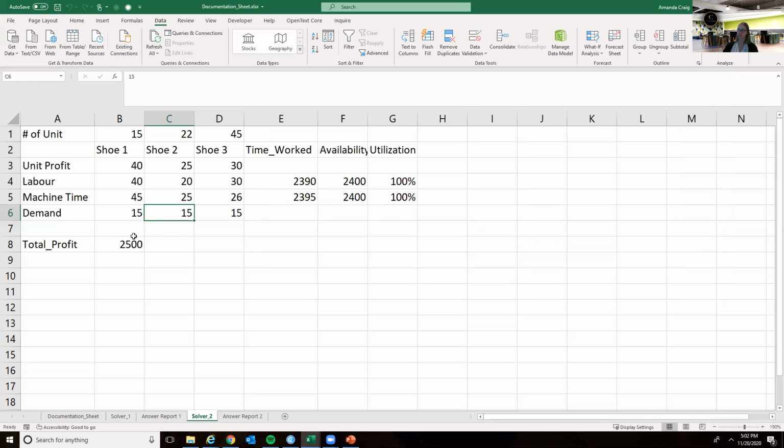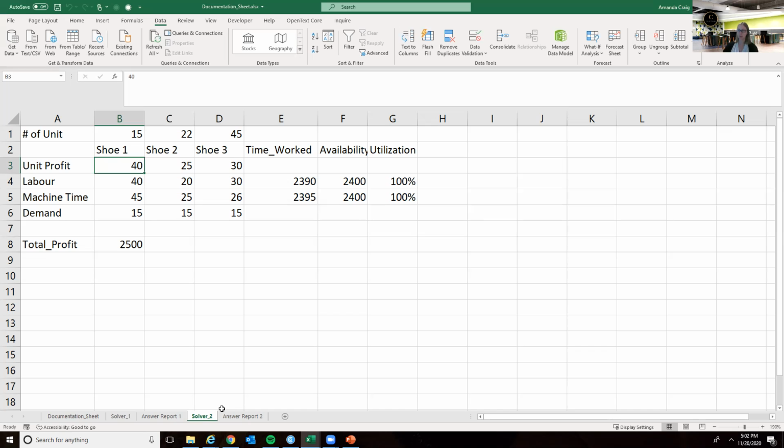And now you can see that my profit is $2,500. And I'm now producing a minimum of 15 units for each model or each shoe. If I compare that, my total profit's a little bit lower, which makes sense because previously we were only focusing on maximizing profit. Now we're focused on maximizing profit, but also meeting demand, which means we need to make some of shoe 1, which takes a lot more labor and machine time versus its unit profit.